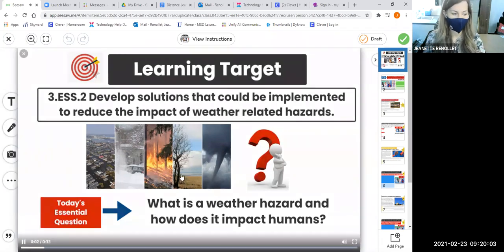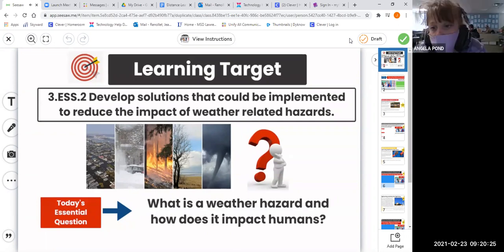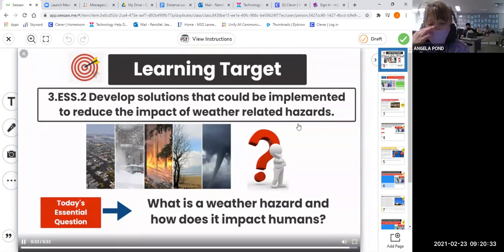Good morning, third graders. Today we're going to carry the concept of looking at weather and climate in specific regions in the United States and think about what happens when weather gets really bad. So we're going to study what weather-related hazards are today, and we're going to think about developing solutions that could be implemented to reduce the impact of those weather-related hazards. So today's essential question is, what is a weather hazard and how does it impact humans?